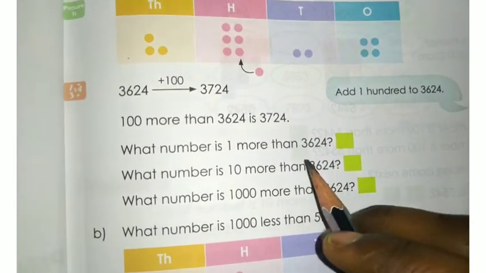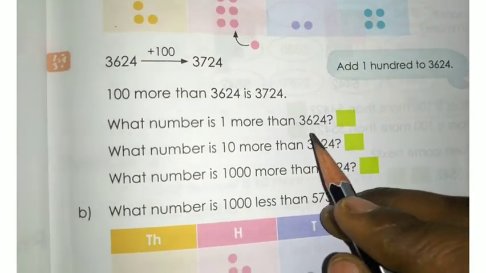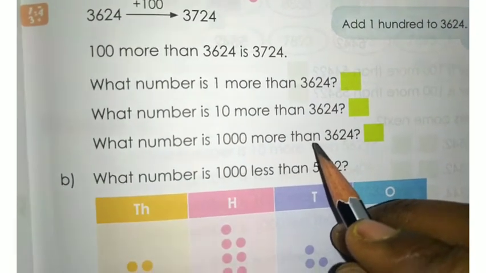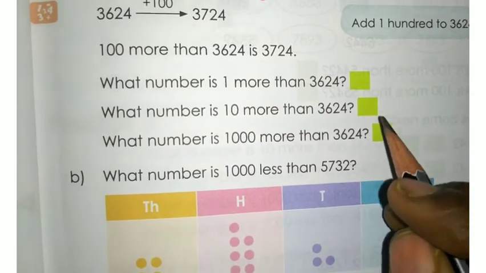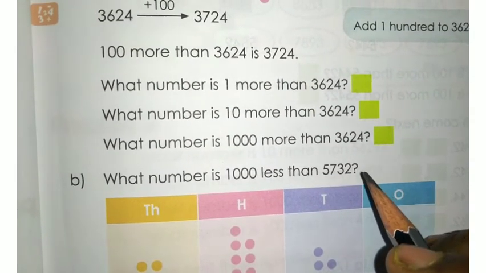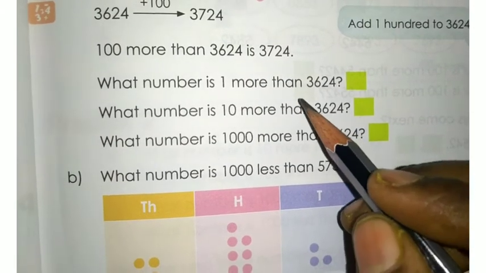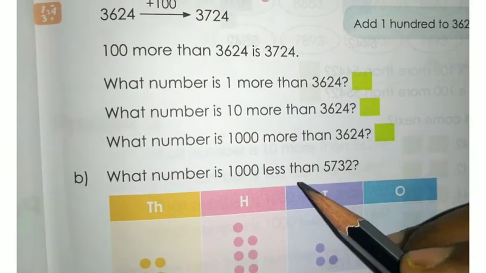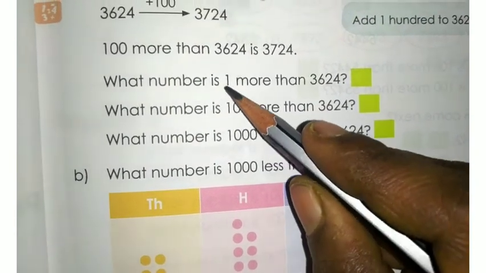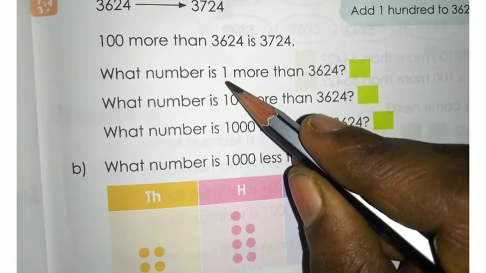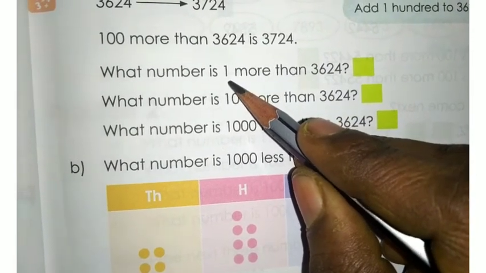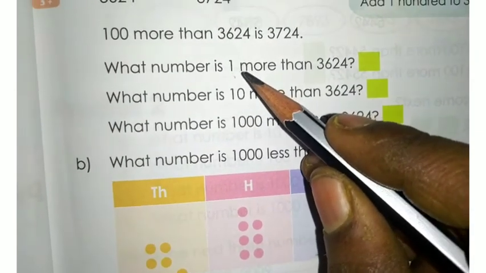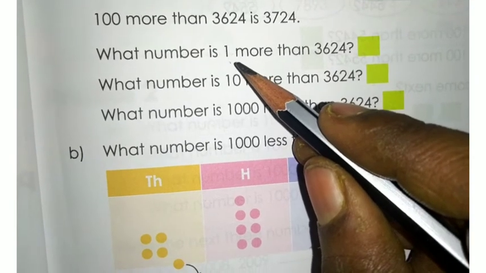In number patterns, first we should know how to add more than one number, more than 10, or less than one, less than 10. We have given so many problems under number patterns on the more than and less than concept. More than means addition and less than means subtraction. If 1 is given, 1 more than means in the ones place you have to add 1 more. 1 less than means in the ones place you have to subtract one value.